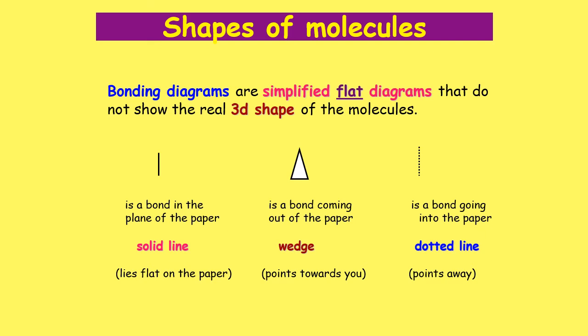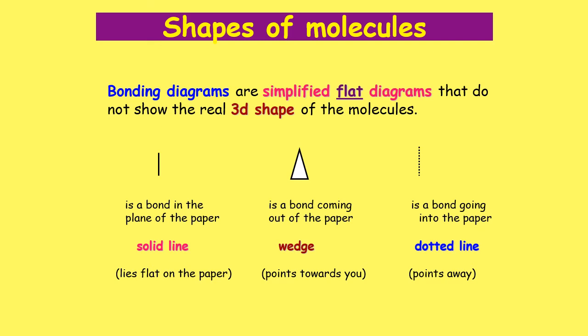Now, to represent bonds in a bonding diagram, we don't always have to just use a straight line to represent the bond. There are different ways to show whether or not a bond is pointing towards you, away from you, or whether that bond is just flat on the page. If you use a straight solid line, that means the bond is flat on the page that you're drawing. If you use a wedge, which looks a bit like a triangle, that means that bond is pointing towards you, coming out of the paper towards you.